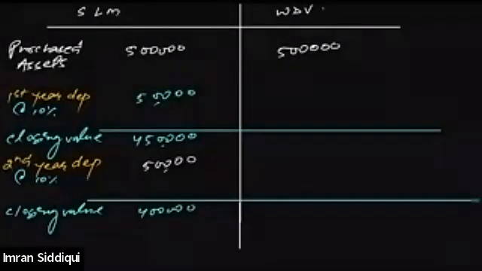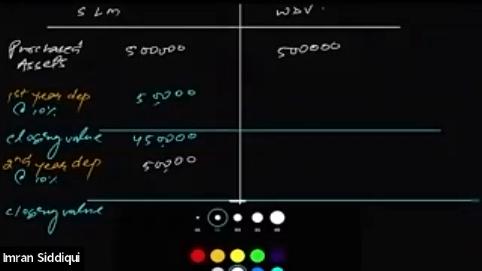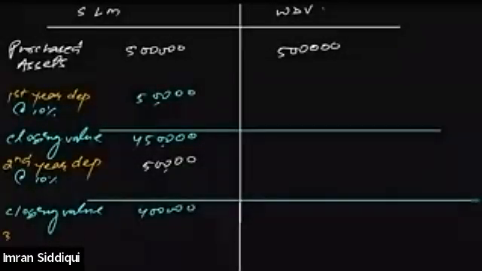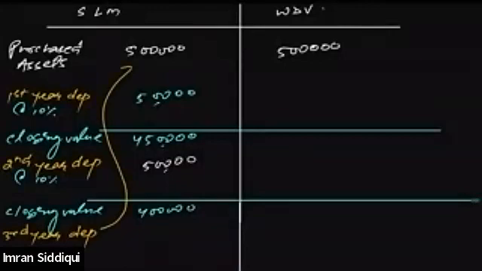And now let's also assume that we need to calculate depreciation for the third year as well. Then again we will calculate depreciation on the same value. We will again calculate depreciation at 10% per annum on the opening value, which is 5 lakh. That will be again 50,000.